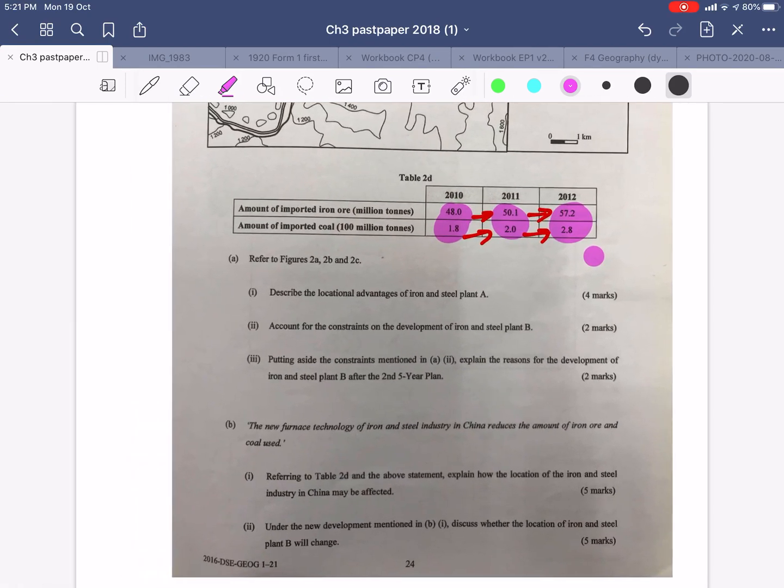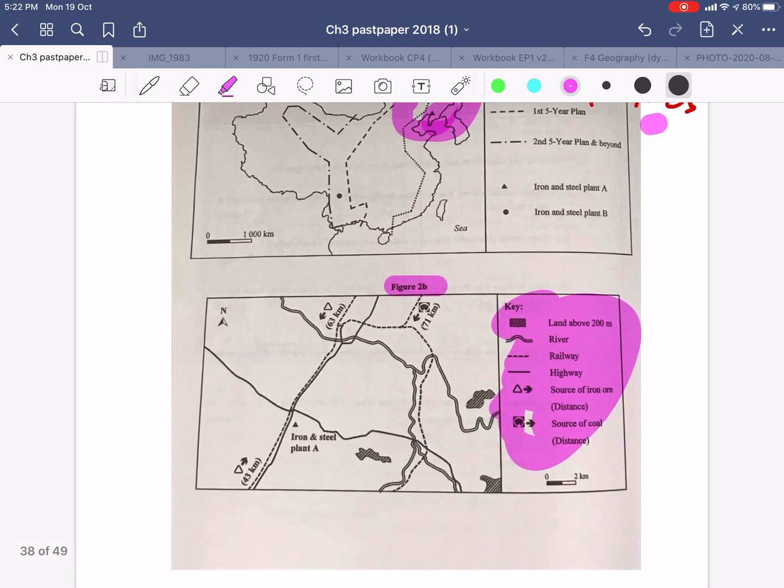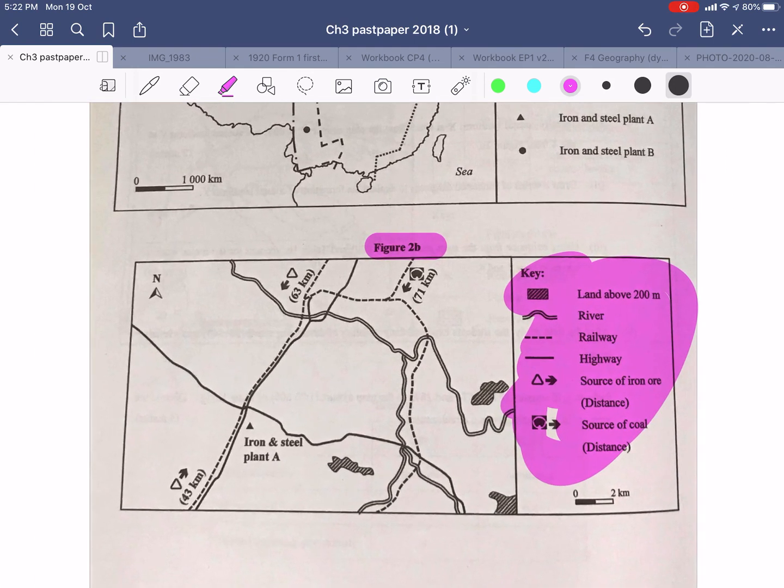Describe the location advantages of the iron and steel plant in Plant A. So first of all, you have to find out what is in Plant A, and you can see there are a lot of different keys or characteristics pinpointed in Figure 2b. So accordingly you can pick them out one by one.